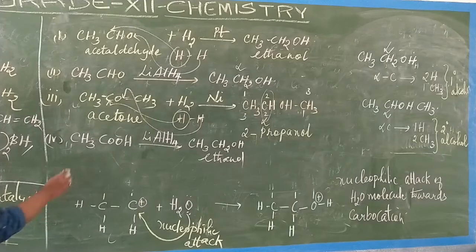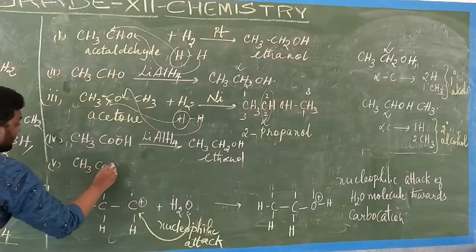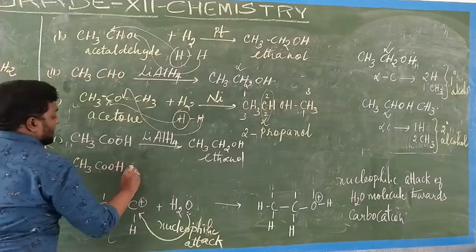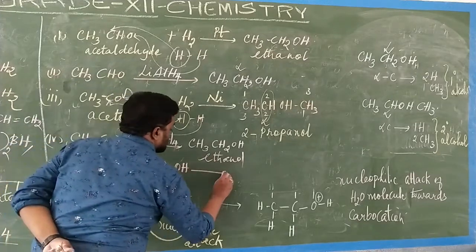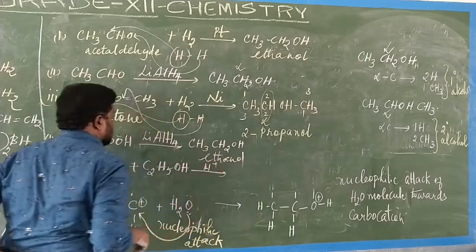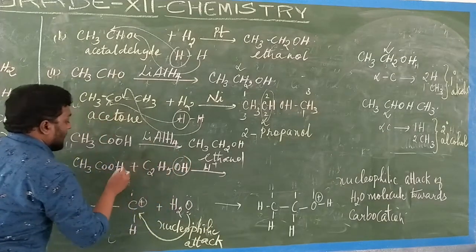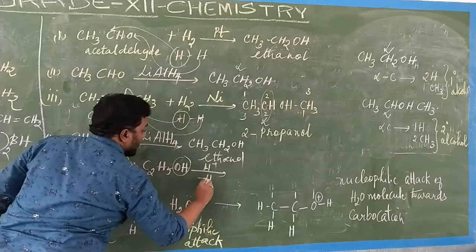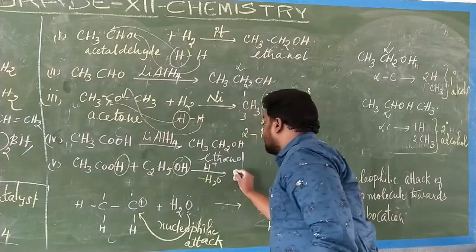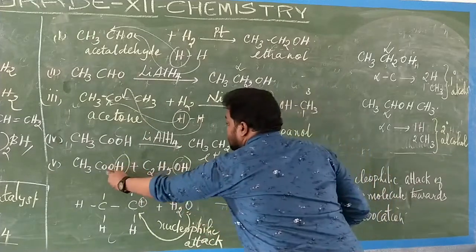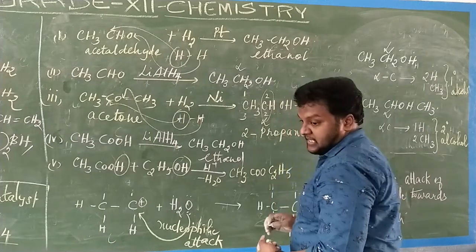Next, we have CH3COOH plus C2H5OH in the presence of H+, an acid catalyzed reaction. Now see what the product is. This OH and this H will be removed as water. Esterification will be achieved. So the reaction is CH3COOH plus C2H5OH.